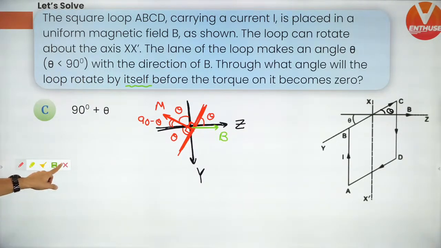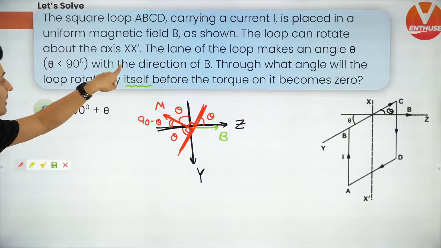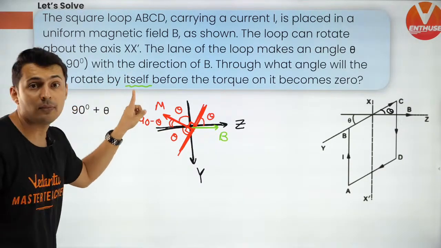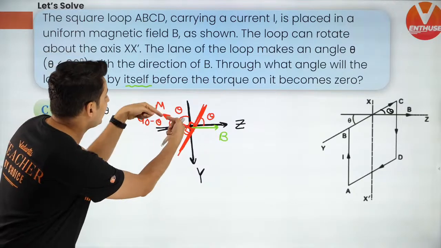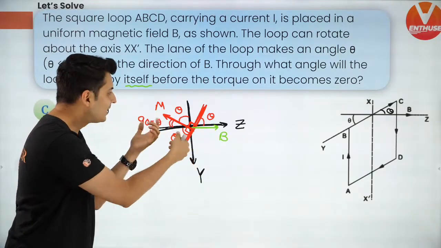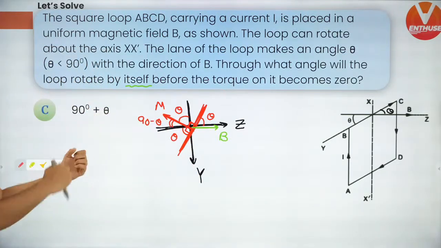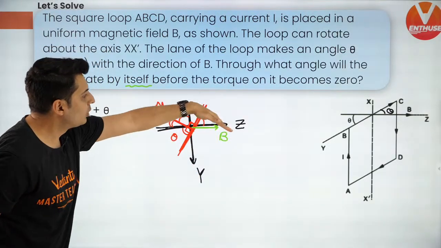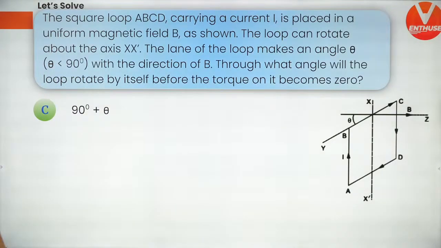Yes, I hope this is clear. Very, very important problem. This word itself makes a difference. If this word itself was not there, then you can just rotate M by only this much angle and you can make the torque 0. Yes, but that is not by itself. You are forcing it, because the torque will always try to pull it here. Remember that.